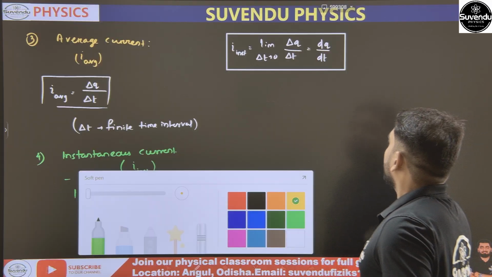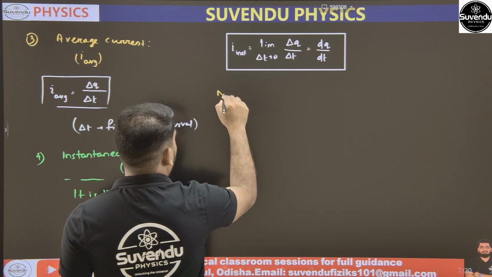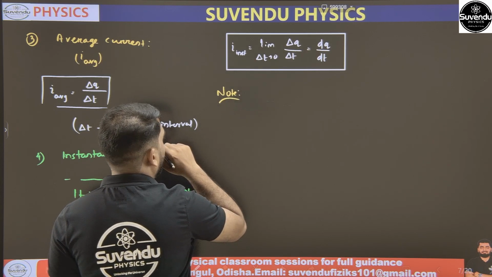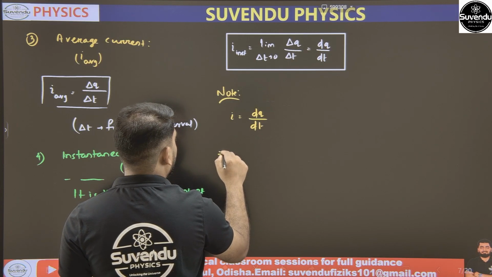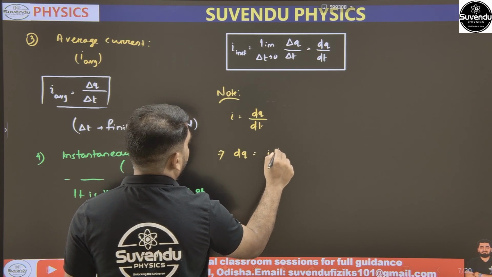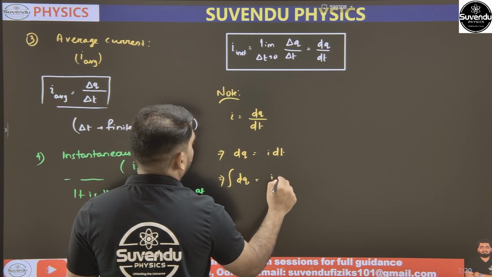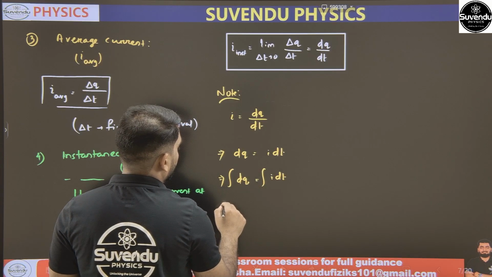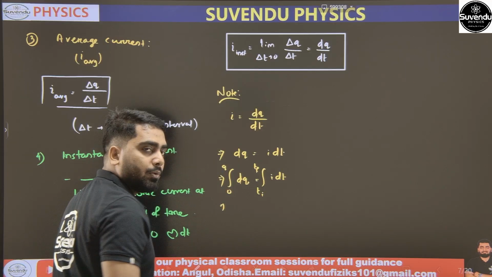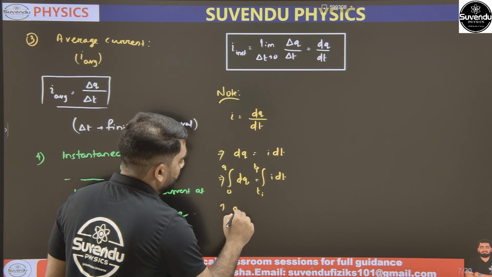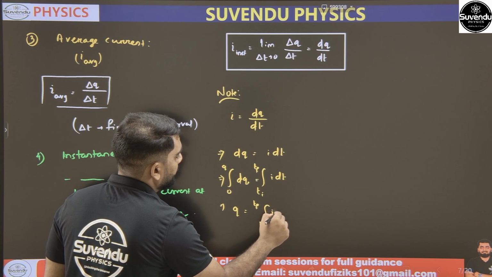Understand it properly. So from this instantaneous current formula we can extract one more thing. I is equal to dq by dt. We can write dq equals I dt, and taking integration on both sides, integration of dq is equal to integration of I dt. So 0 to q, and here t initial to t final. We have to fix our limit points. For the left side, integration will be q is equal to integration from t initial to t final of I dt.